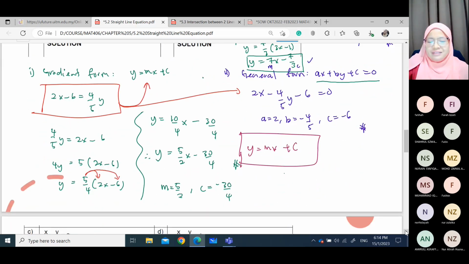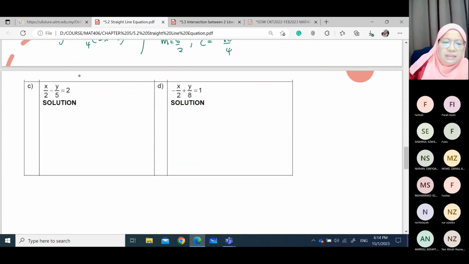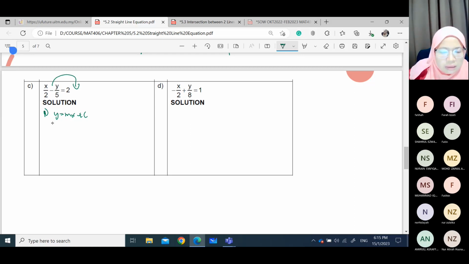Okay, ada soalan? Tak ada? Ini pun samalah. So ini yang diberikan kepada kita. So write dalam bentuk apa tadi tu? Gradient form. So in gradient form, ini sebab y equal to mx plus c. So kita rewrite. So here we have yang ini kita bawa ke sebelah dan kita akan dapat y over 5.